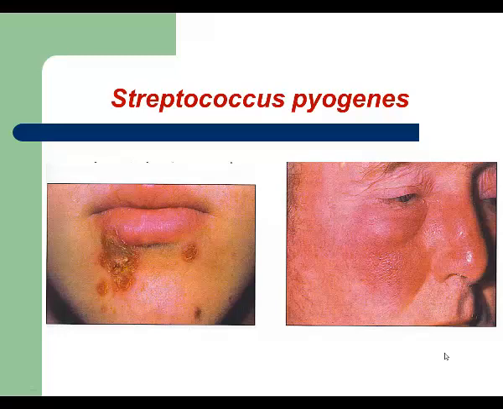On this slide, you see two pictures. This picture on the left shows you a honey-colored crust of impetigo, and on the right side, this is a patient with erysipelas.